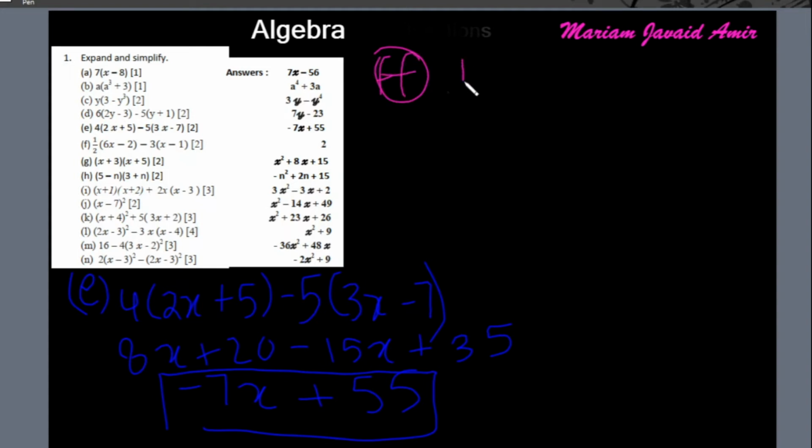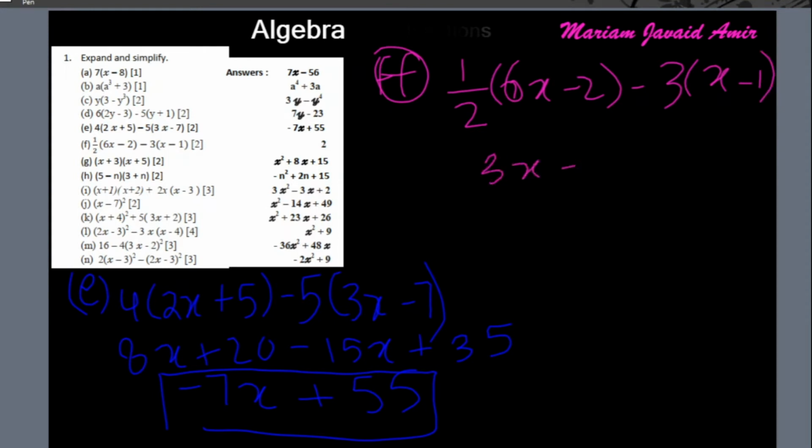Part F, half times (6x minus 2) minus 3 times (x minus 1). So half times 6 is 3x, minus half times 2 is 1, minus 3x plus 3. This becomes 2.